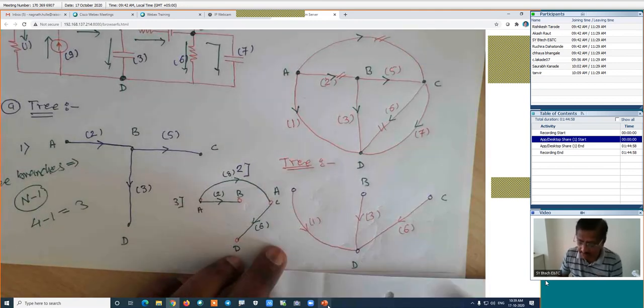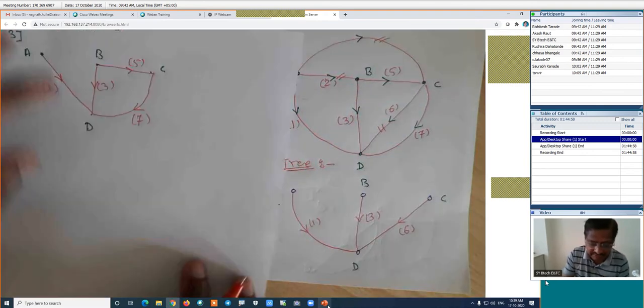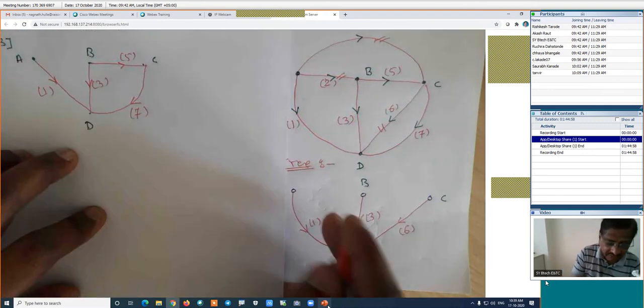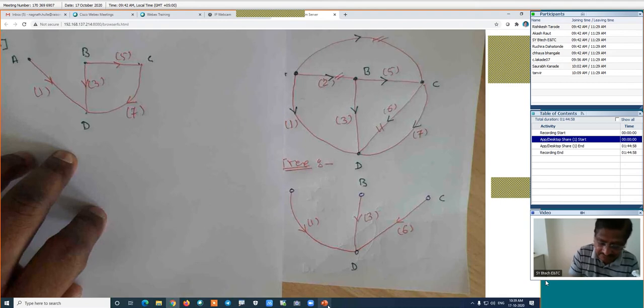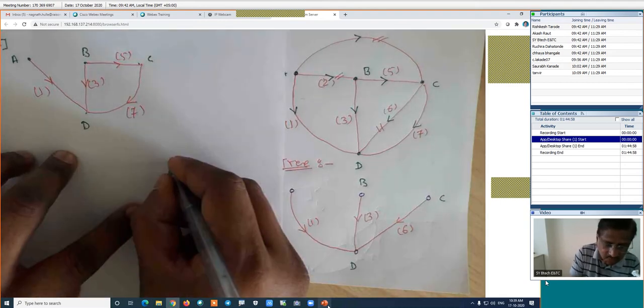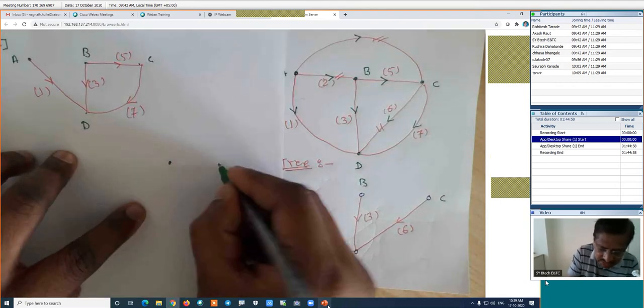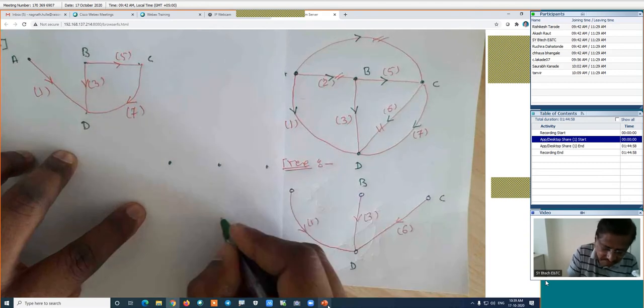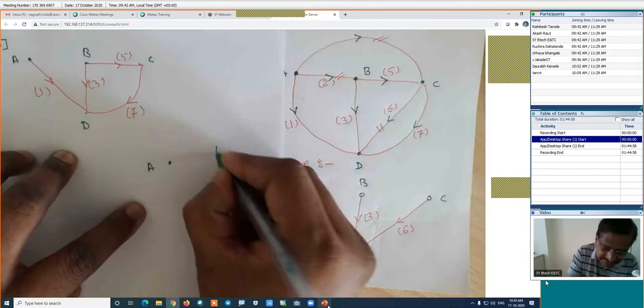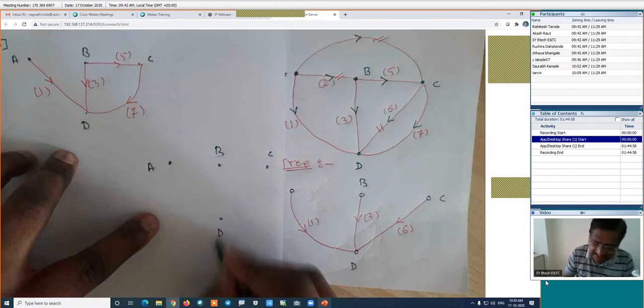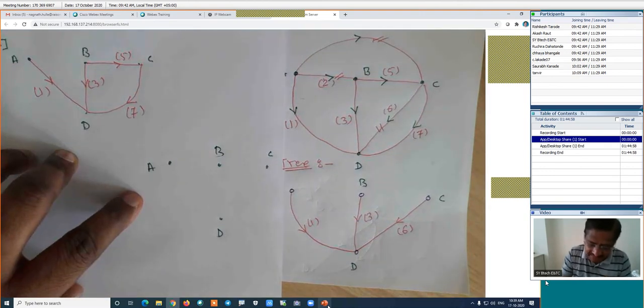Similarly, for this particular figure, we can draw the cotree. I will draw here. For this particular part of the graph, this is node number 1, this is node number 2, this is node number 3, and this is node number 4. It may be A, this is B, this is C, and this is D. How is this cotree? I have taken this number 1 branch.